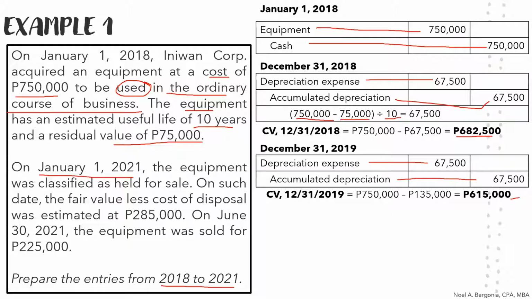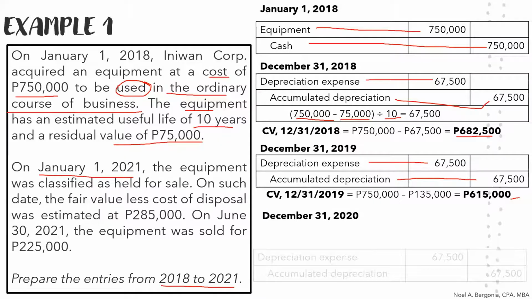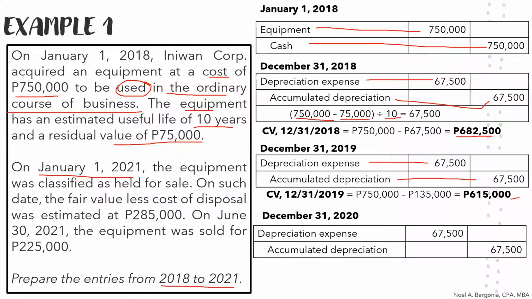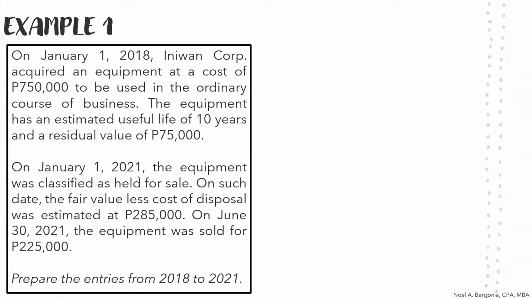And a day before no nung ating classification as held for sale, we depreciate still on December 31, 2020. So debit depreciation expense, credit accumulated depreciation, 67,500. Our carrying value on December 31, 2020 is now 547,500. Okay? So yan po yung ating carrying amount which will later be used in identifying the measurement of our held for sale classified on January 1, 2021. Okay? So punta na tayo on January 1, 2021.